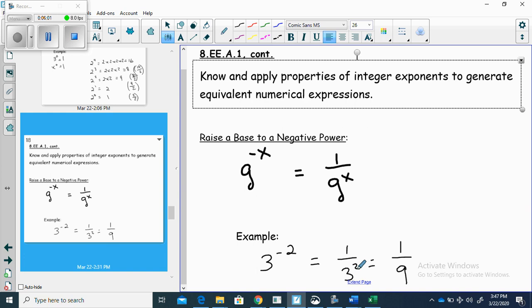1 over 3 to the second power. That would be equal to 1 over 3 squared. 3 squared is 9. 3 to the negative 2 power is equal to 1 over 9. That's a review of standard 8 EE A1.